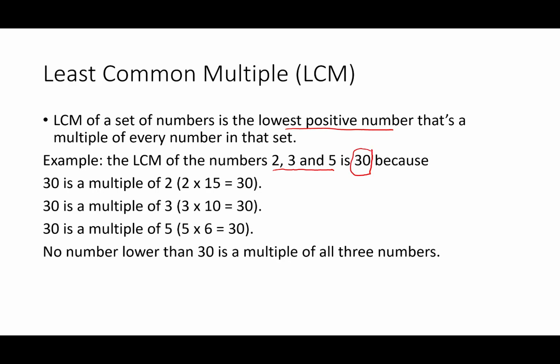Why? Because 30 is a multiple of 2, right? You just need to multiply 2 by 15, you get 30. And then 30 is also a multiple of 3. Multiply it by 10, you get 30. And 30 is also a multiple of 5. Having multiplied by 6, you get 30. And an important point is that there is no number lower than 30 that is a multiple of all three numbers. So therefore, 30 is the least, the lowest common multiple of the numbers 2, 3, and 5.